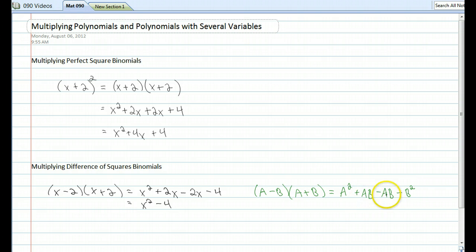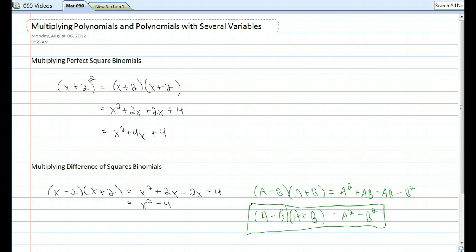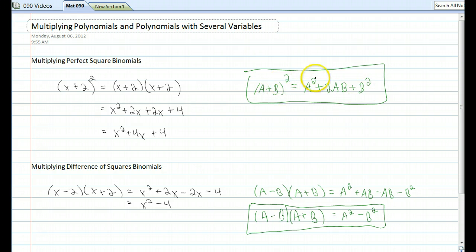Again, the middle two terms are going to cancel each other out, and we're just left with a squared minus b squared. If we box that thing up, that is the general formula, general equation for multiplying difference of squares binomials. And you're going to see this again when we talk about factoring. I tell you what, I'll give you the formula for perfect square binomials. There it is, that's the formula for perfect square binomials. See if you can come up with where that equation came from. For now, let's move on to multiplying polynomials that have several variables in them.